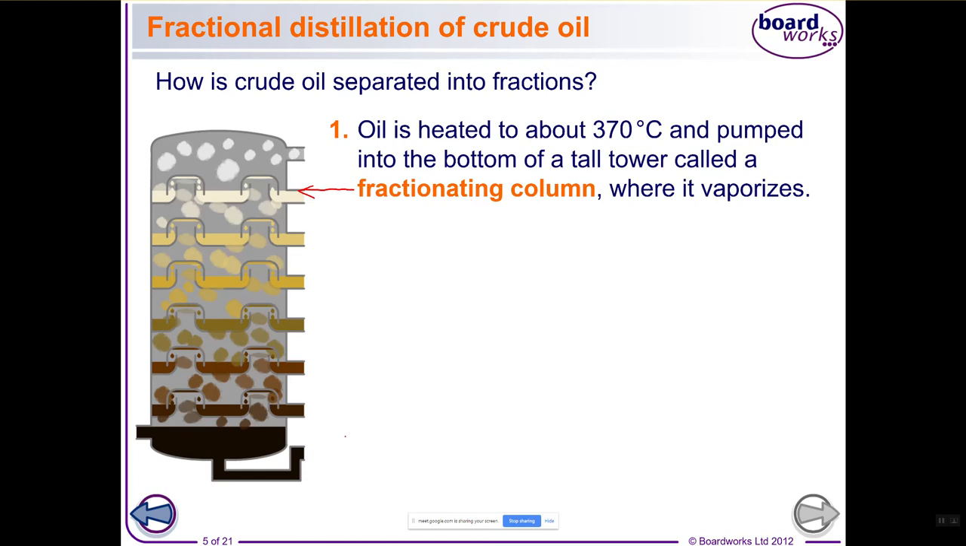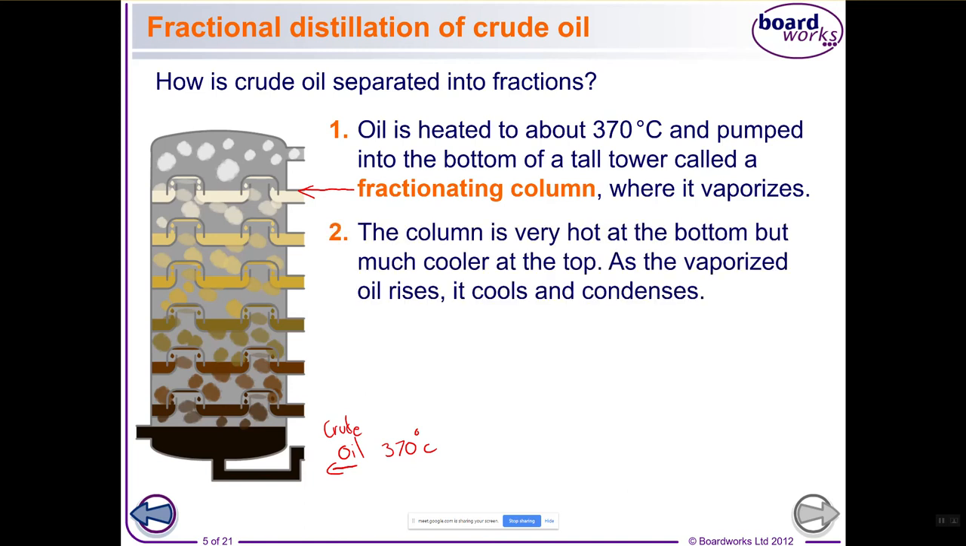And so what we do is, right at the bottom, we take crude oil, which we've dug out of the ground, and we pump it in. But the crude oil is not cold, it's already at a very high temperature. It's at 370 degrees centigrade. So we heat the oil up really, really hot, and then we pump it in.